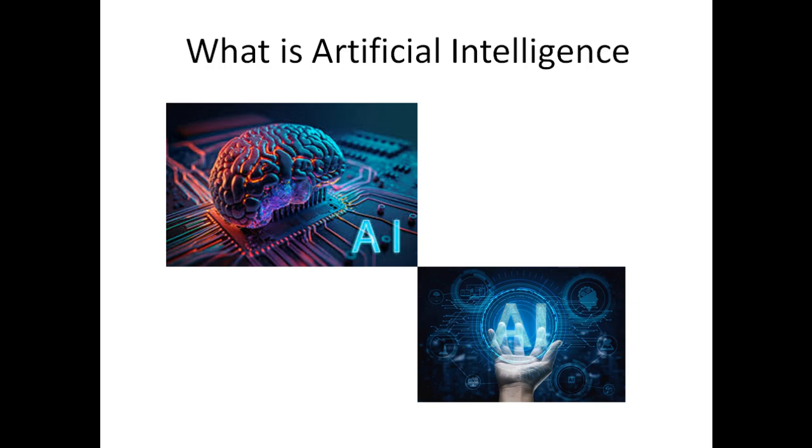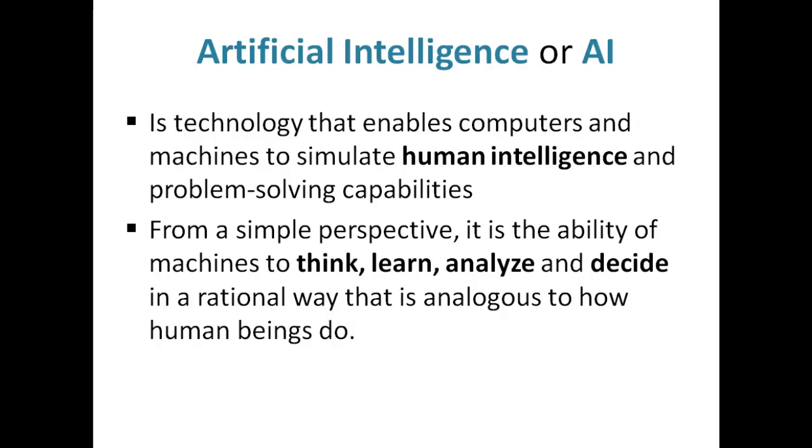So what is artificial intelligence? What is its definition? What exactly does it involve? Artificial intelligence is a technology that enables computers or machines to simulate or learn like how humans do it with their human intelligence, and gives them problem solving capabilities. From a simple perspective, this is literally the ability of machines to do around four things. The first thing is to think, second, to learn, third, to analyze, and last, to decide in a rational way, like we humans would do.